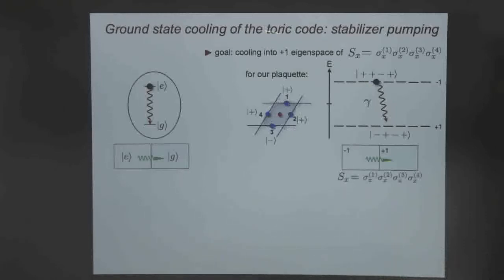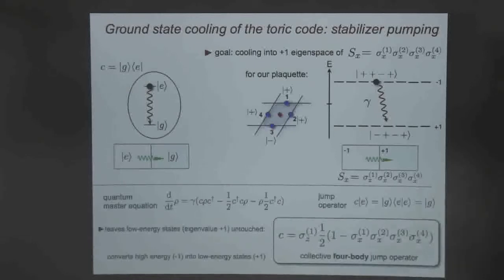And the goal is that we would like to dissipatively pump the system collectively from the -1 into the +1 subspace of such a 4-body operator. So imagine that you have, for instance, one plaquette with these 4 states. The goal would be that all these excited -1 eigenstates of this 4-body operator are converted unidirectionally into +1 eigenstates.